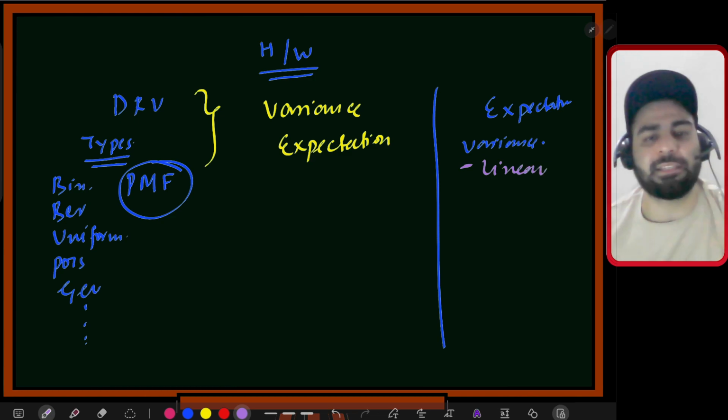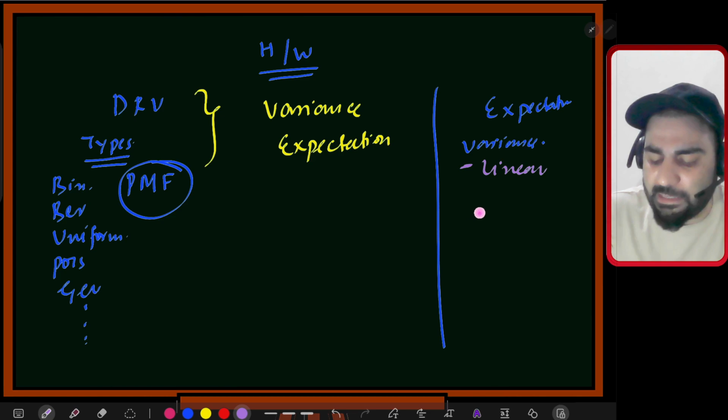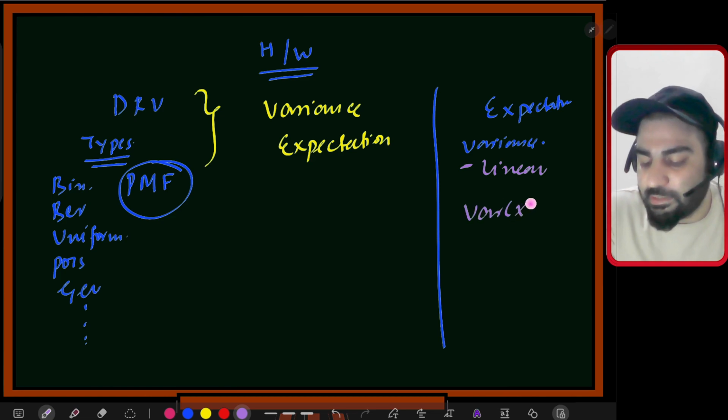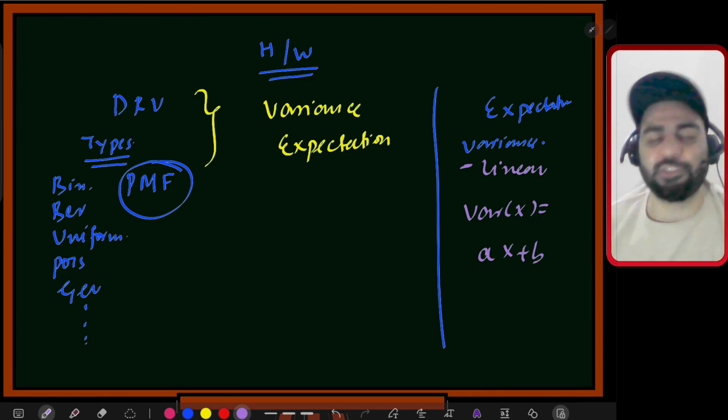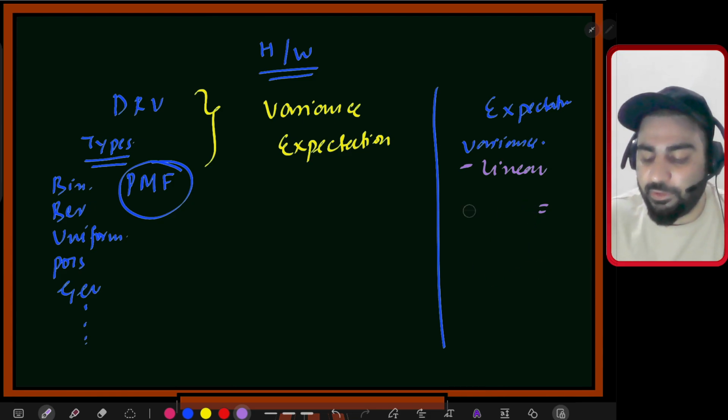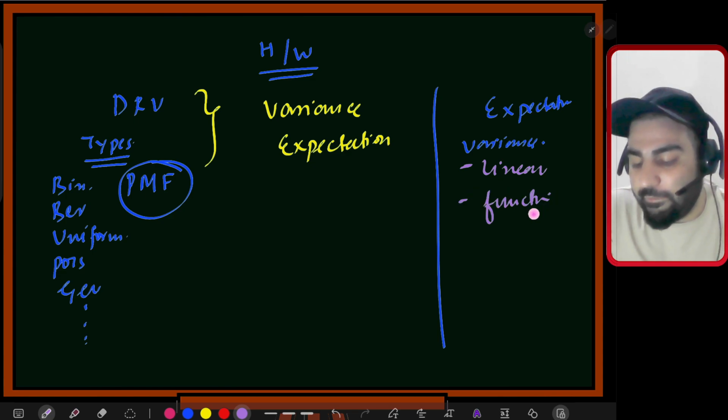And just see mathematically if it follows. You just have to take, let's suppose the variance of x was some variance of x. If now I multiply ax plus b, what will be the variance of this term? You'll have to check that. And then we'll have to see the variance of a function of a random variable.